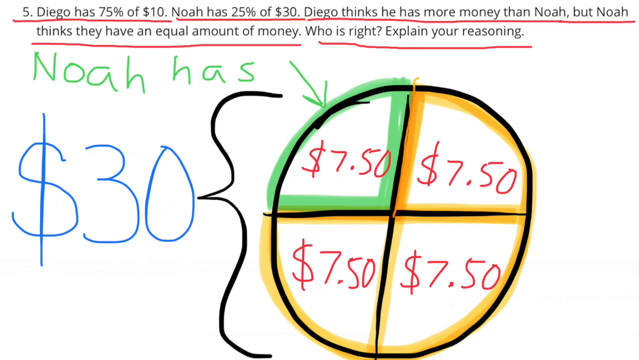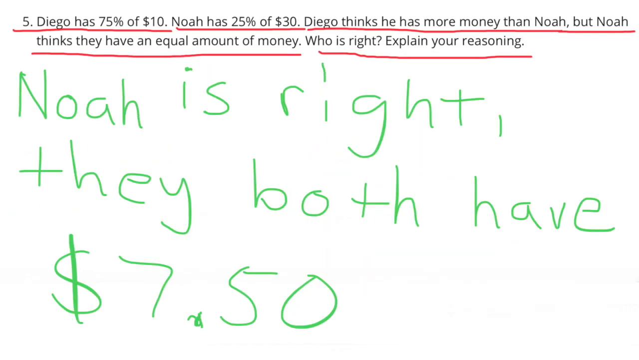In this diagram, I'm representing what Noah has. Noah has 25% of $30. And again, I cut this pie up into 4 pieces, and Noah has 25%, or 1/4, which is represented in green. $30 divided by 4 equals $7.50. So 1/4, or 25% of $30, would be $7.50. Noah is right. They both have $7.50.